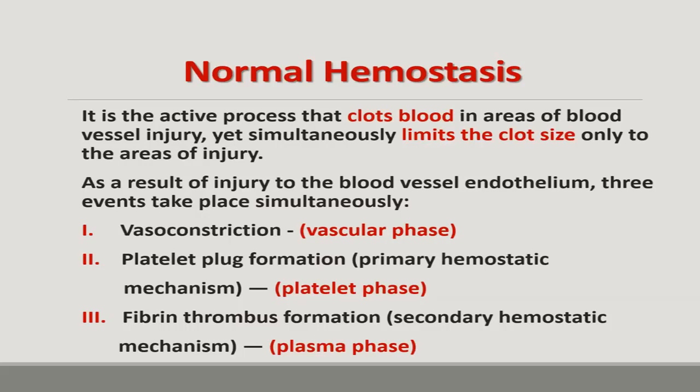First, we will have vasoconstriction of the injured vessel, which we call the vascular phase. And after vasoconstriction, the platelets will adhere to that site with their aggregation to lead to formation of a platelet plug. This is called the primary hemostatic mechanism or the platelet phase. Also, at the same time, due to the secondary hemostatic mechanism and activation of the plasma phase, we will have fibrin thrombus formation.